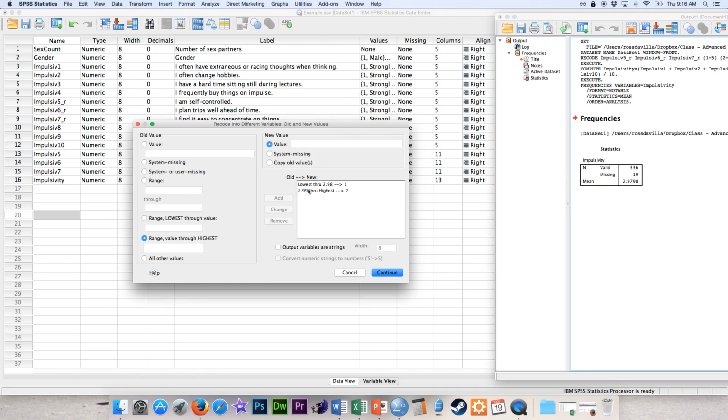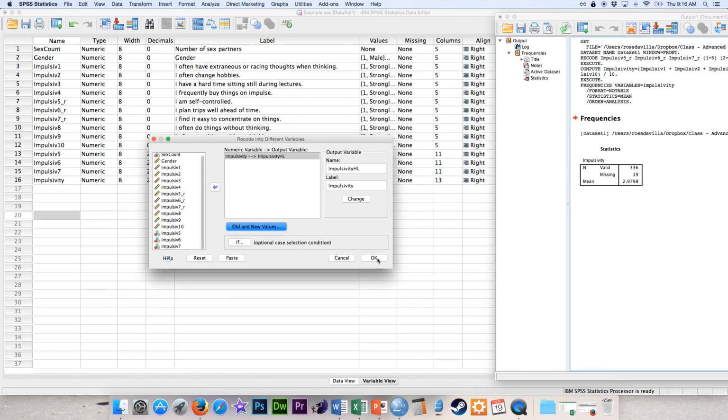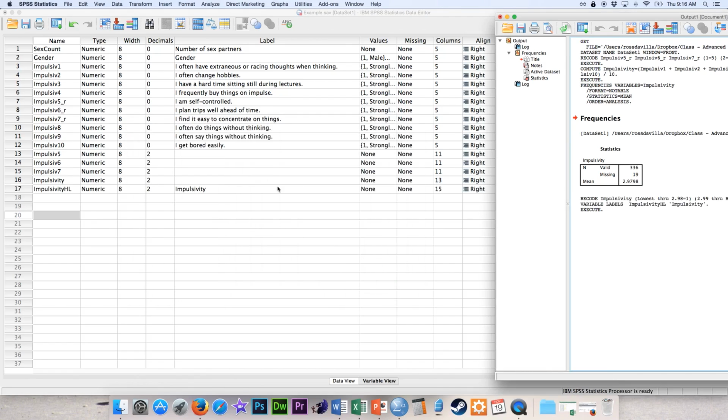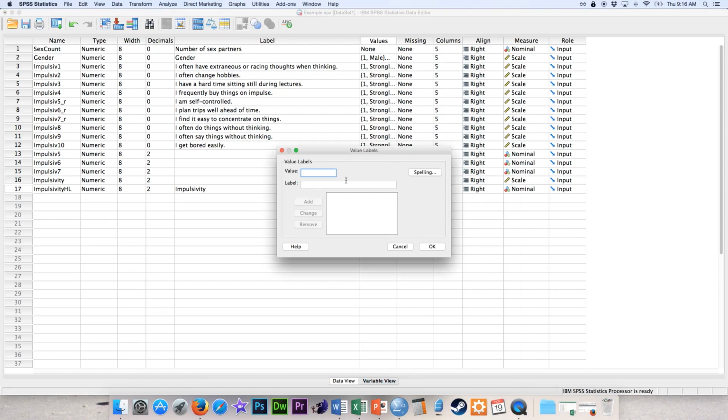You want to make sure that these two numbers aren't the same though, because it'll be confused about what to convert someone if they happen to be a 2.98. So go ahead and click Continue. OK. Pops in our variable right here. And last thing is we want to just go into Values and establish that 1 means low impulsivity, and 2 means high.